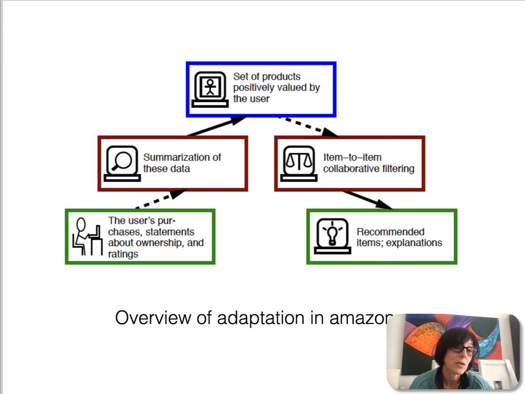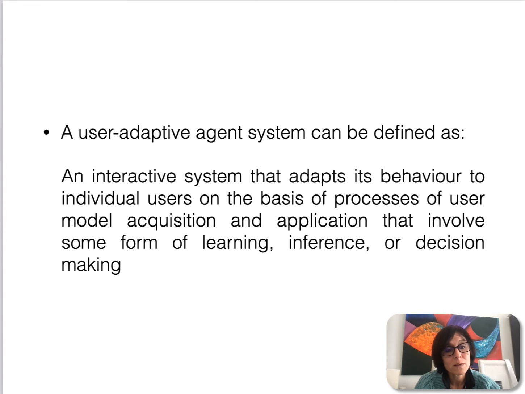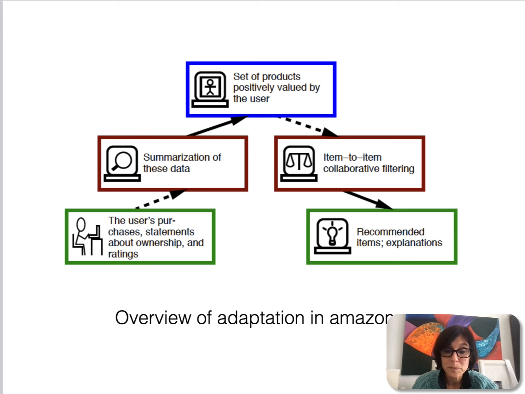through the interface interaction. Okay, so there are the user's purchases, statements about ownership and ratings. This data is summarized, as well as a set of products positively valued by the user. So there's the construction of the user model over there. This leads to item-to-item collaborative filtering with a list of recommended items and explanations. So you can see how there is this behavior that's adapted on the process of the user model. And then through some learning, we reach the recommendation.